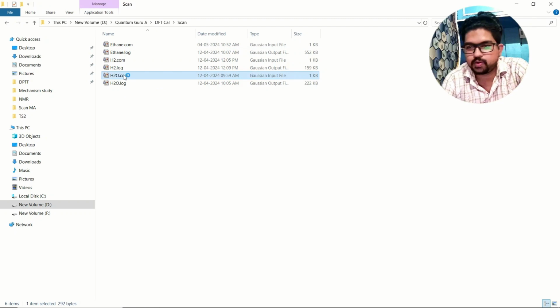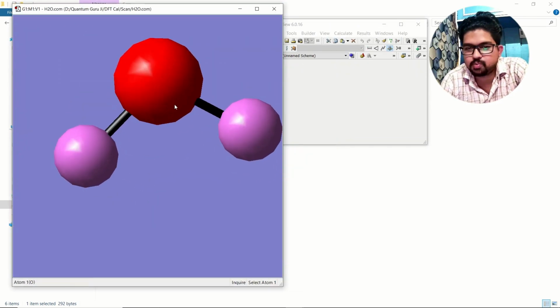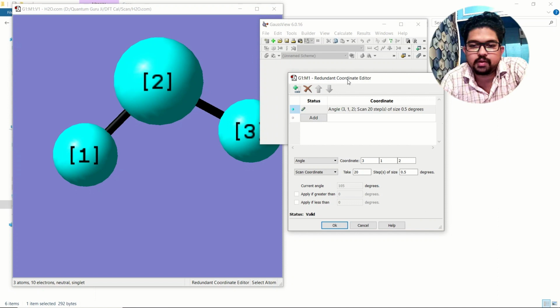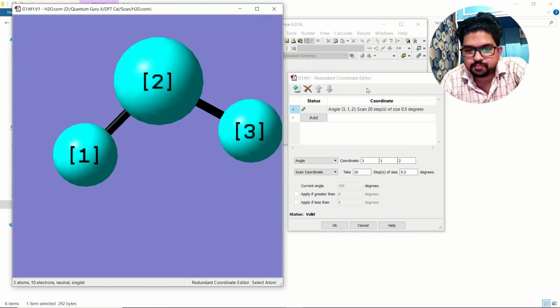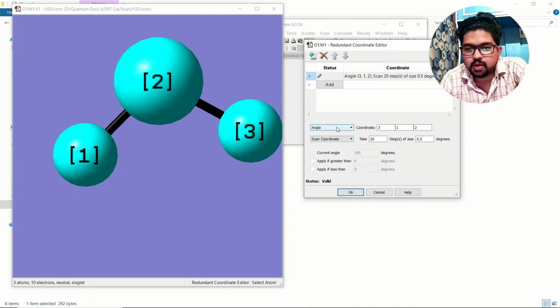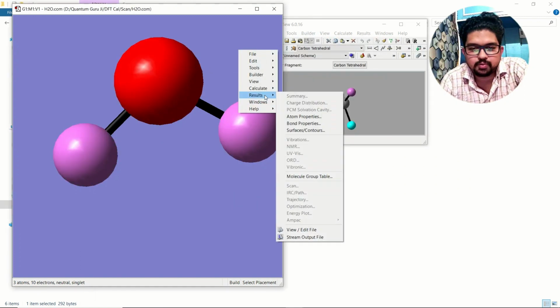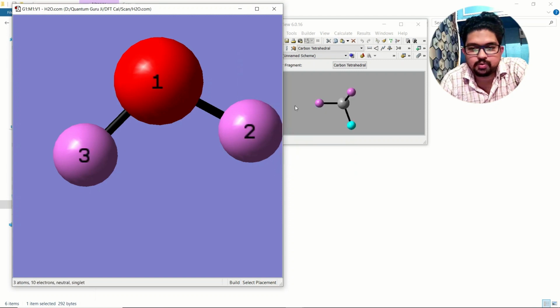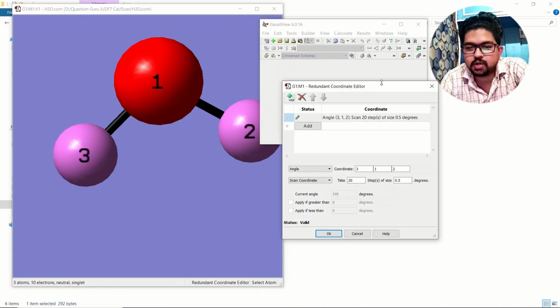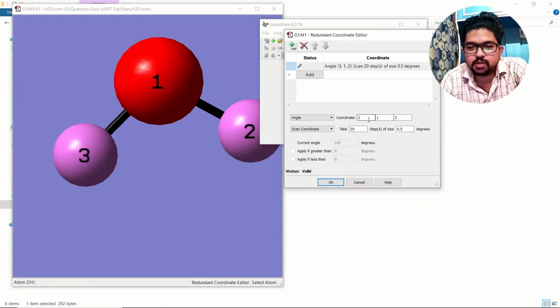Here also there are two ways. One, using GaussView. This is your oxygen molecule. Go to the redundant editor. First you go to the atoms 3, 1, 2. In the redundant editor, if you see the angle option, you have to select the 312 angle, and choose scan coordinate. These are the steps: 20 steps I'm taking, in 0.5 degree increments.